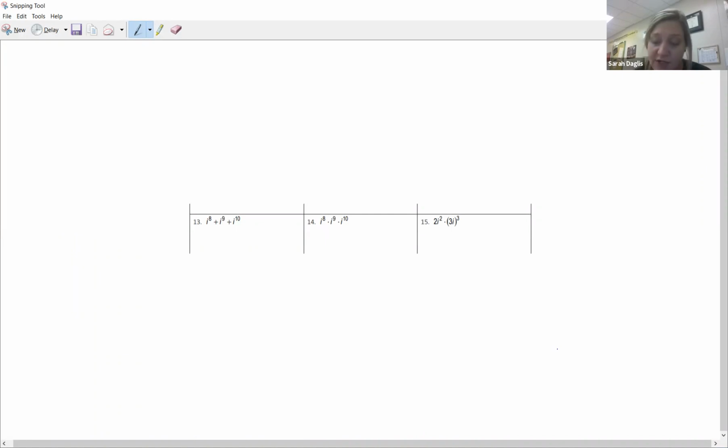You need to submit your assignment. So it's the last 15 problems that you're going to turn into me. The last 3 look like this. I don't want you to freak out. I want you to simplify each piece for number 13 and then add it together. Okay? Simplify each piece in 14 and then multiply.